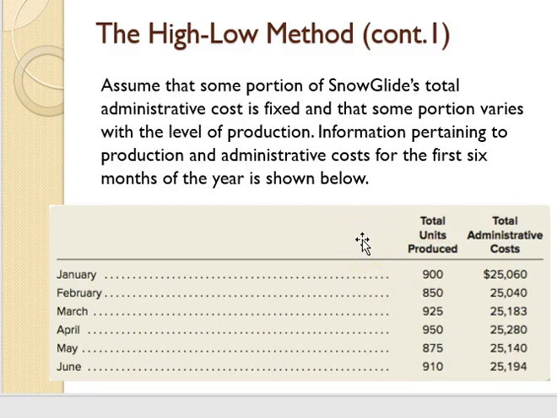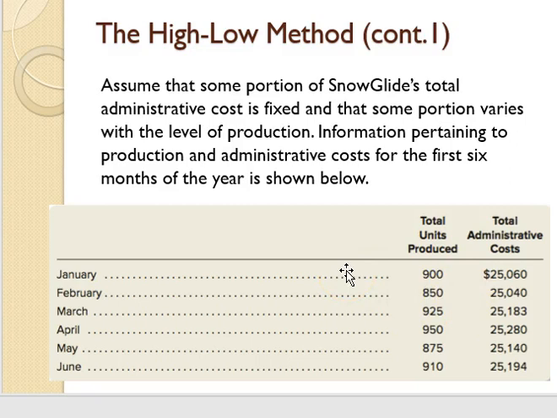Variable cost means it's the same per unit. So if you go to the first one in January and you divide 25,060 by 900, it comes out to be $27.84. So if this is variable, this also should be $27.84. So let's take a look.